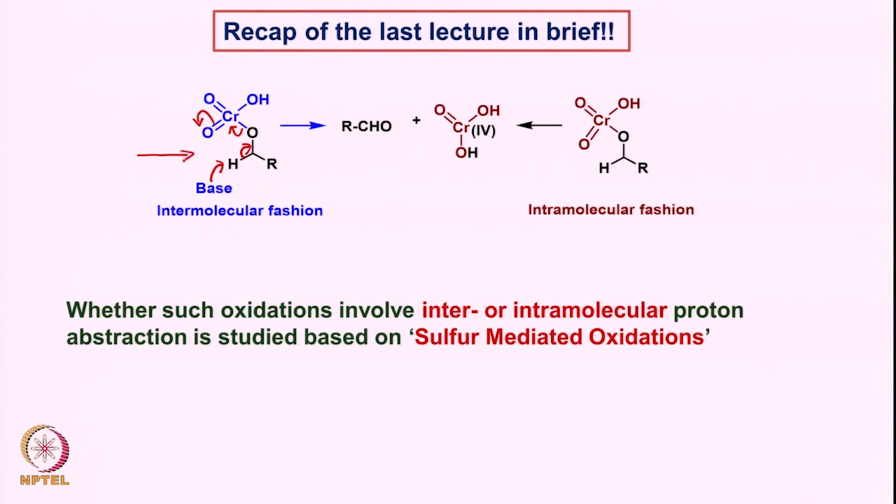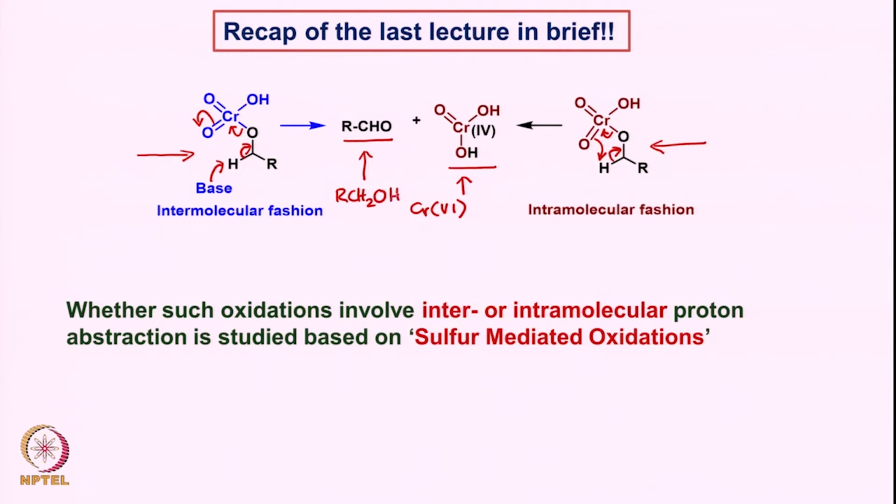intermediate. Alternatively, the same intermediate can also undergo an intramolecular proton abstraction, and that can happen in this fashion so that the same intermediate is formed. So, from chromium 6 we started and we get chromium 4 as one of the intermediates, and of course the aldehyde comes from the corresponding alcohol. So, this is what we discussed last time.